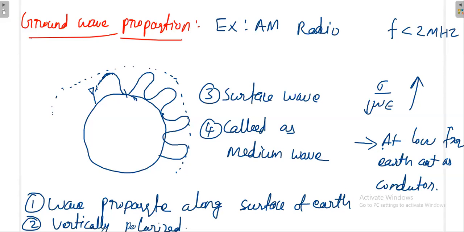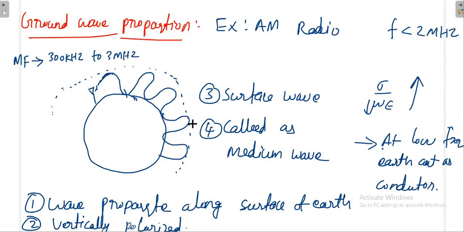You know the medium frequency, MF. What is the MF range? 300 kilohertz to 3 megahertz. Because this frequency comes under medium frequency, this is also called medium wave. This is the ground wave propagation.